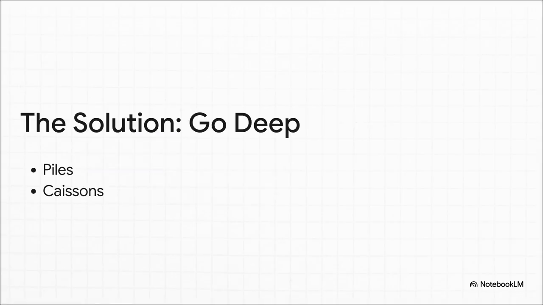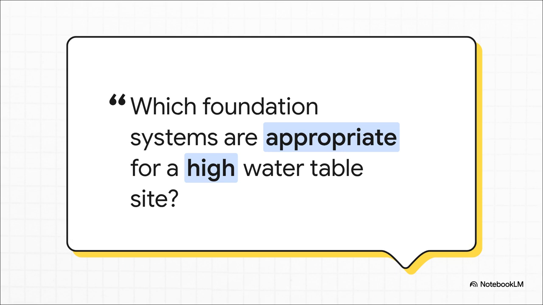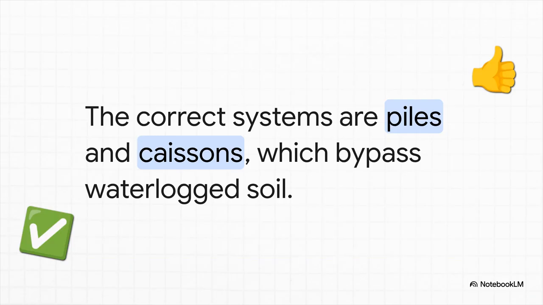So what's the solution? You basically have to bypass all that soggy, useless soil. You have to go deep. We're talking about using things like piles or caissons. These are basically giant, powerful columns that get drilled or hammered way, way down into the earth until they hit solid ground or bedrock, far below all that water. So that leads us to a pretty straightforward question. What are the go-to foundation systems for a site with a high water table? You got it. Piles and caissons. These are the heavy hitters. They're the engineering answer for how you build something massive and permanent on ground that's basically a sponge.